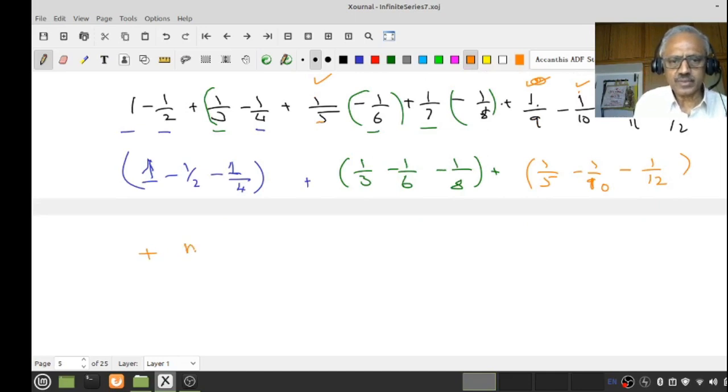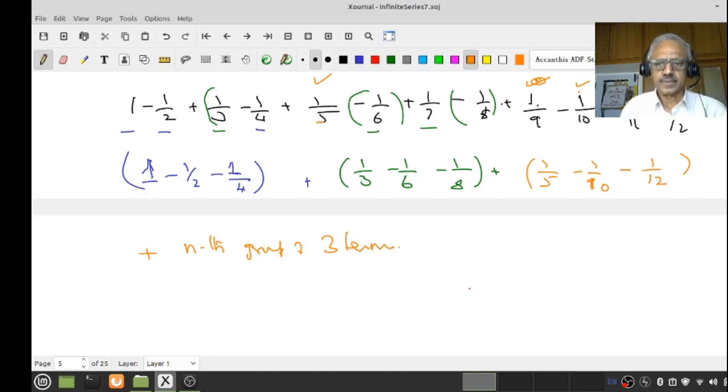Therefore, what will be the nth group? So do you see the pattern? This is 1 by 3, so this is the second group, and this is 1 by 5. Therefore, it is of the form 1 by 2n minus 1. When n is 3, this is 6 minus 1. When n is 2, this one. When n equal to 1, 1. Right? Therefore, that's going to be 1 by 2n minus 1.